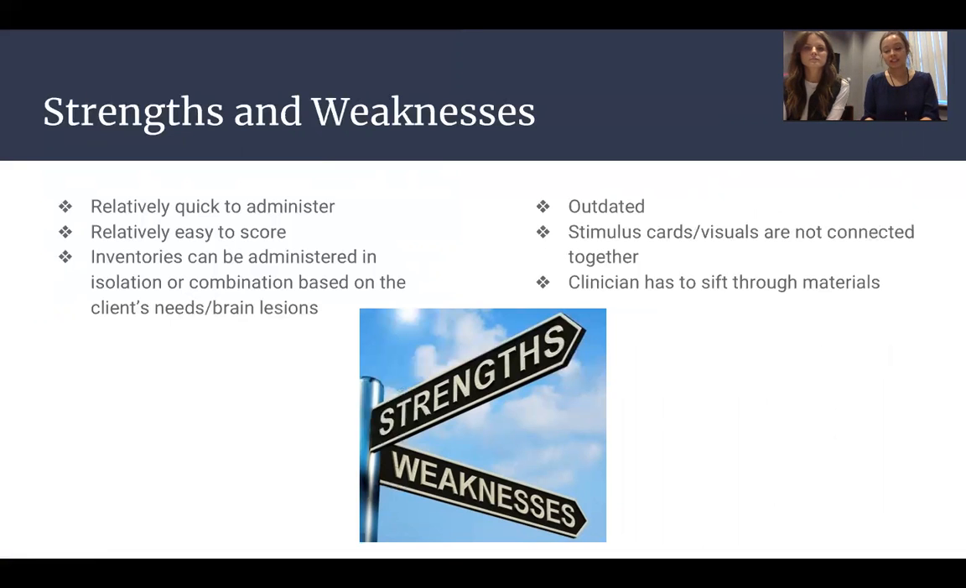Some weaknesses, it's pretty outdated, and the stimulus cards and visuals aren't connected, so you have these large cards and there's a bunch of them and they're just free floating. So you have to make sure you have all of them and in the correct order that you're needing. So the clinician has a lot of sifting through the materials to do while administering it, whereas typical assessments at least have some kind of binding to them, so that way the clinician doesn't have to worry about losing anything.